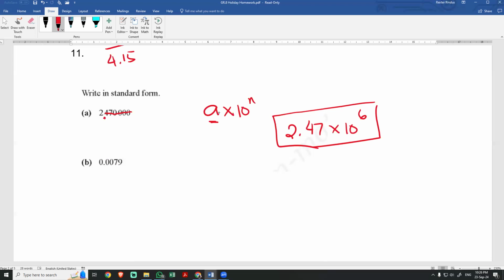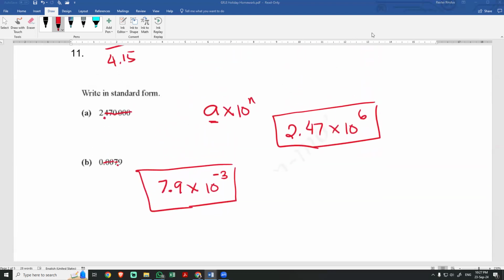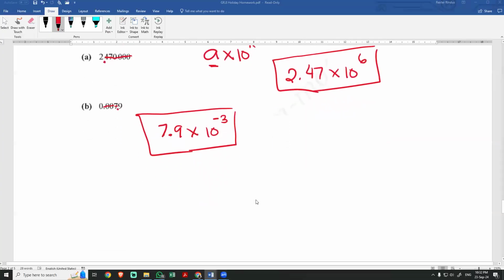And the next one, as we said, it has to be between 1 and 10. So this one is not considered. So it's going to be here. If you count 1, 2, 3, it's going to be 7.9 x 10 to the power of 3. But since it is from left to right, it should be -3. So that should be your answer, 7.9 x 10 to the power of -3. All right, so that's the topic in that particular part. Let's move on to the next question.